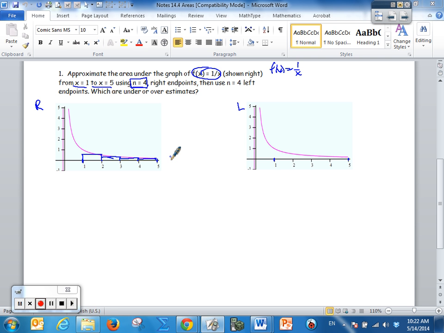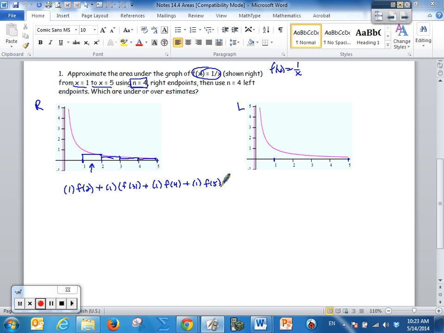Those are my little rectangles, and we just really use geometry. We're going to multiply 1, the width, so let's work on this rectangle first, times the height. The height is f of 2, the function value at 2, plus 1 times f of 3, plus 1 times f of 4, and the last width is 1, and the height is f of 5.